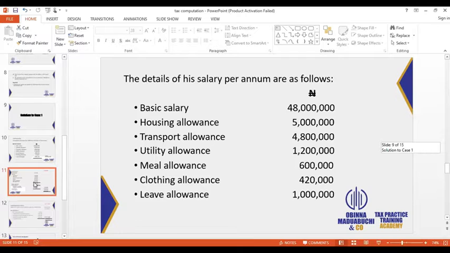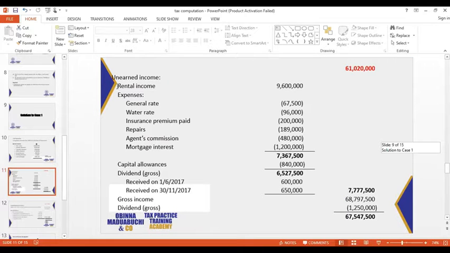Now, apart from the employment income, we have the unearned income. The unearned income, we have the rental income. It has a rental income of 9.6 million. And don't forget, I told you about his rental income of 9.6 million. And the expenses, because this is an unearned income, this is like under direct assessment. This is the direct assessment part. You need to deduct all the related expenses.